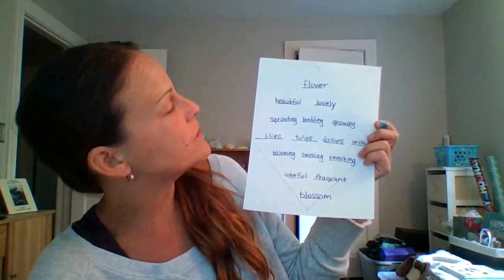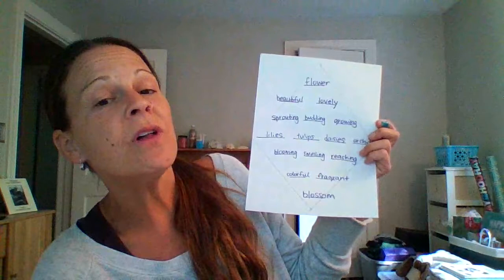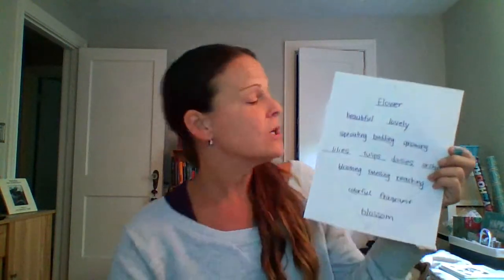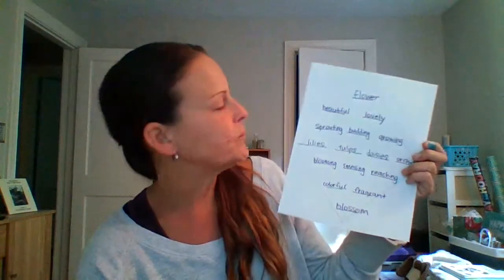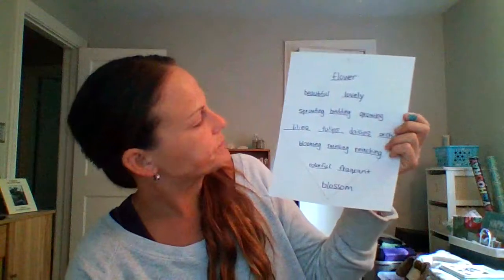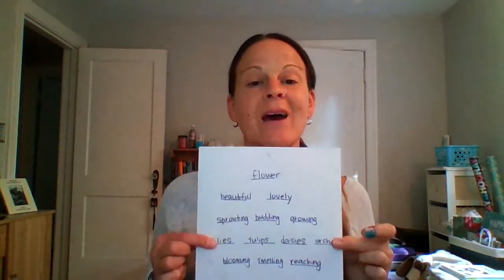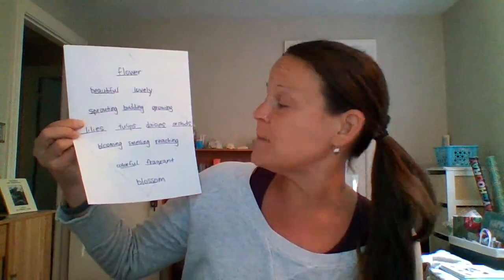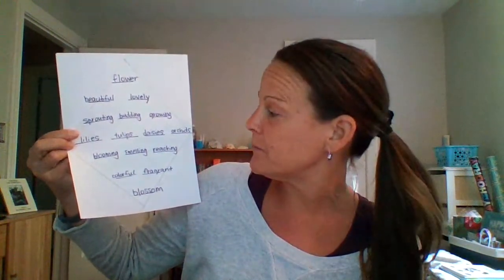So the first thing I did is think of 2 describing words for a flower. Beautiful and lovely. Then I thought of 3 verbs, and our verbs are always going to end in ing when you're writing a diamante. So I wrote sprouting, budding, growing. Then I need 4 nouns. So I thought of 4 types of flowers. I said lilies, tulips, daisies, orchids.